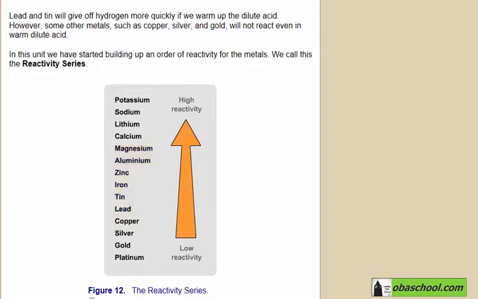For example, from this reactivity series, we can conclude that calcium is a more reactive metal than aluminum. On the other hand, lead is a less reactive metal than zinc.